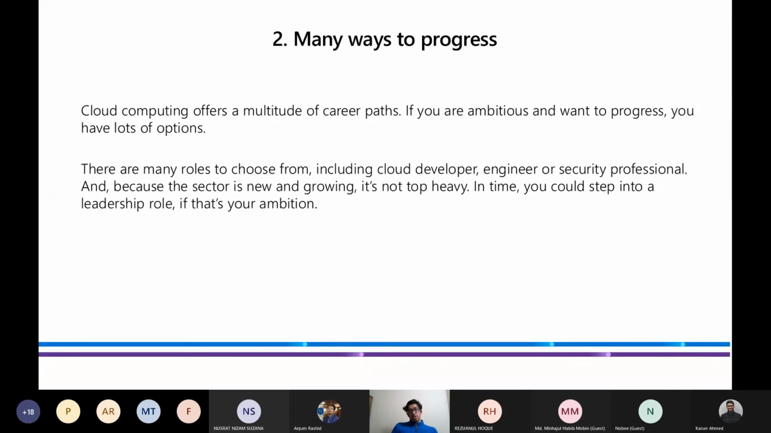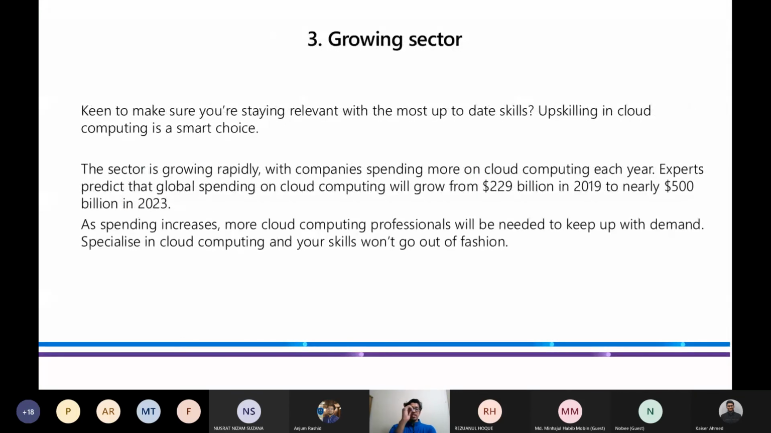Cloud computing has more ways to make progress. This is a rapidly growing sector, with companies spending more on cloud computing every year. Experts predict that in 2019 it was 229 billion, and it's going to be 500 billion by the year 2023.